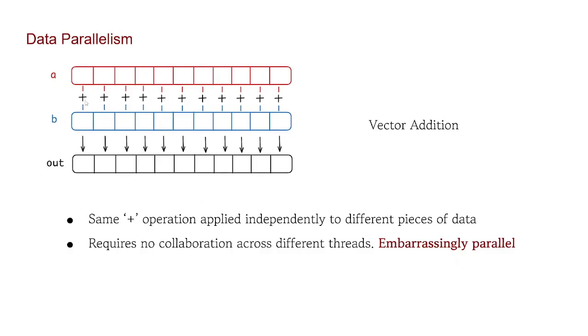So I can apply the plus operation independently here. In this case, if I think of each thread doing one addition, all the threads can act independently without having to collaborate. It's a very obvious case of how to parallelize. And these kinds of applications, where the threads can act independently without having to cooperate, are called embarrassingly parallel computation. So vector addition is an example of that.